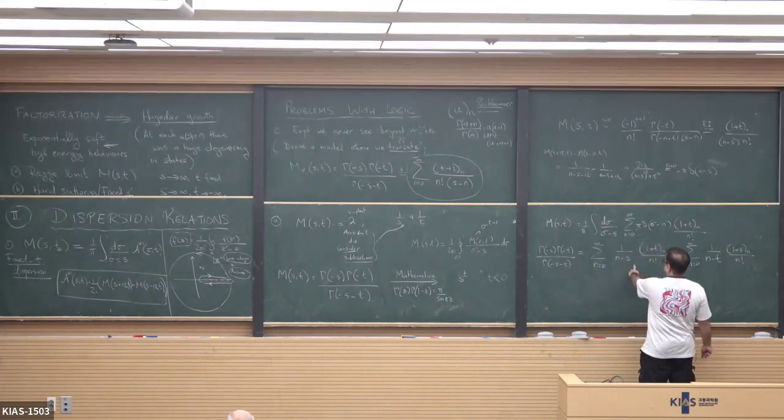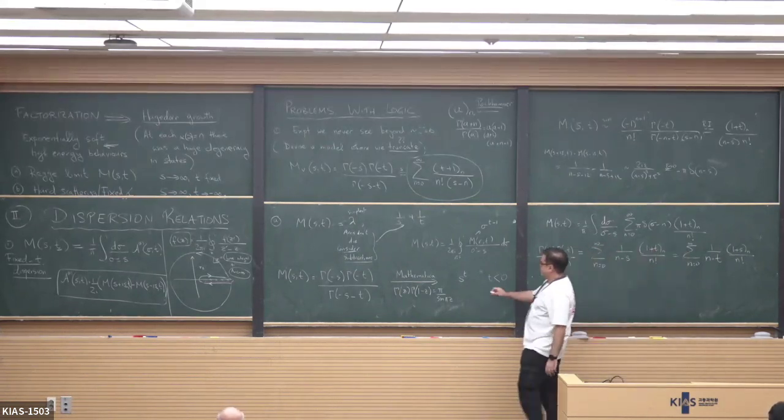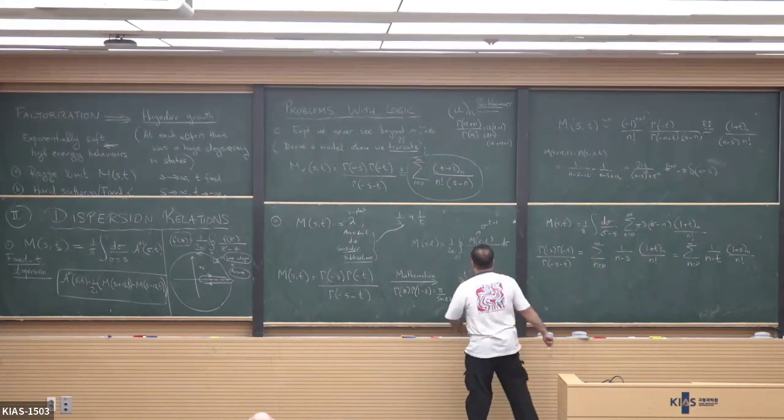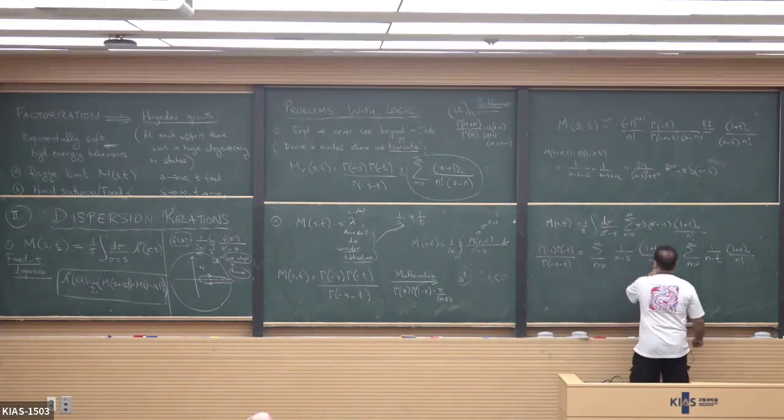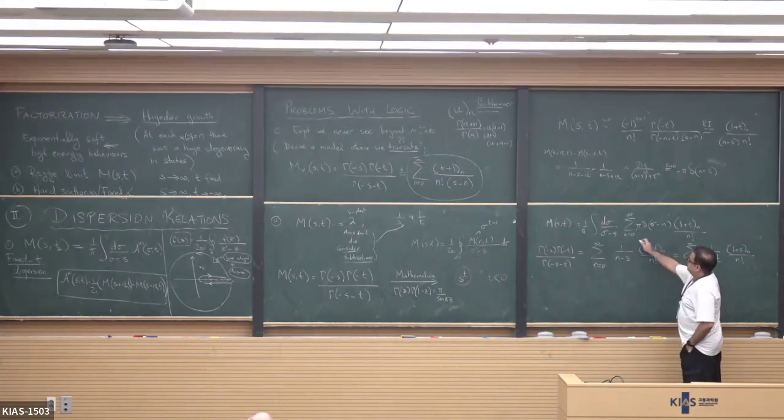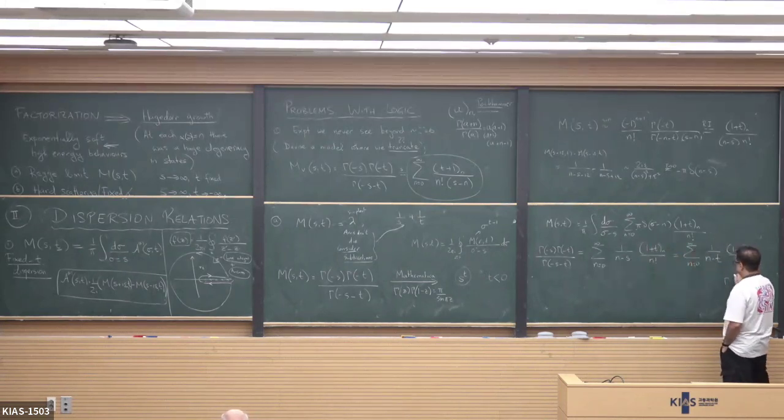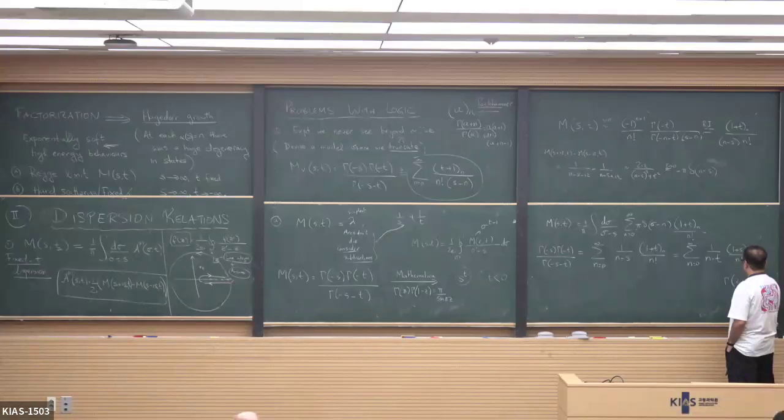Now, remember that this formula was only valid when t was negative. So how do we recover that? You can go to Mathematica, or you can use a nice formula: gamma of z plus a divided by gamma of z, for the large z limit when a is fixed, actually goes like z to the power a.